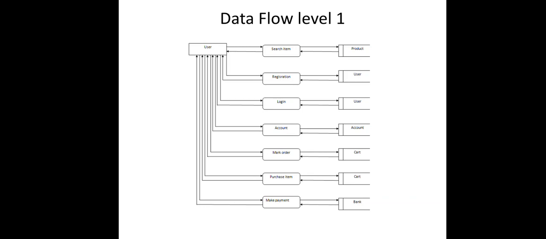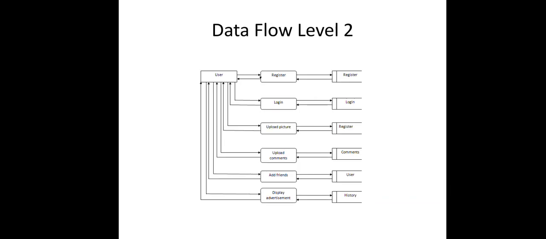The user payment details are stored in the bank table. The user can register and log in using the register table and login table. The user can upload comments, add friends, and display advertisements using the comment table, user table, and history.